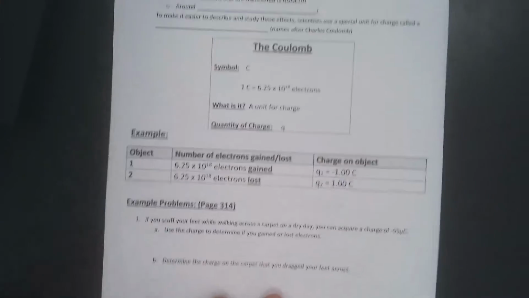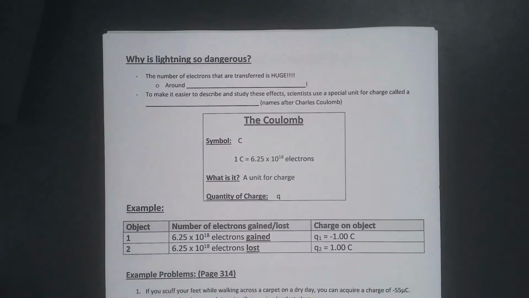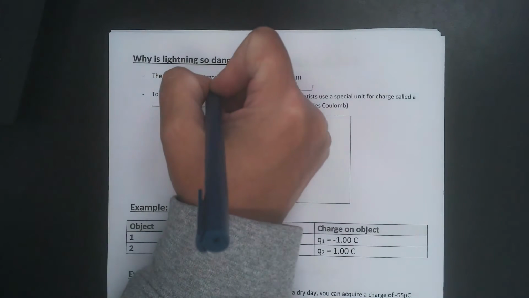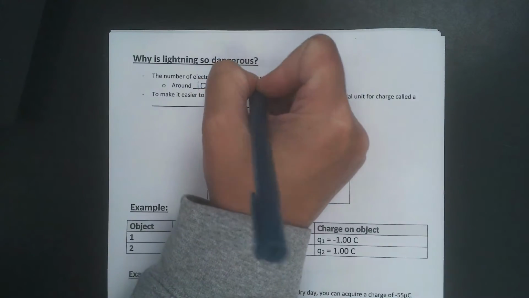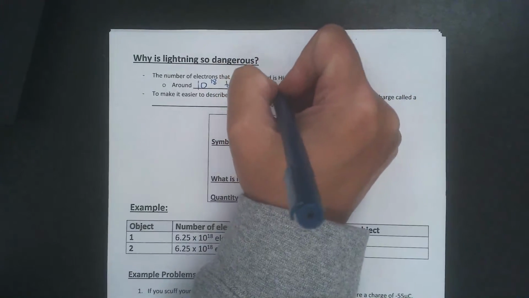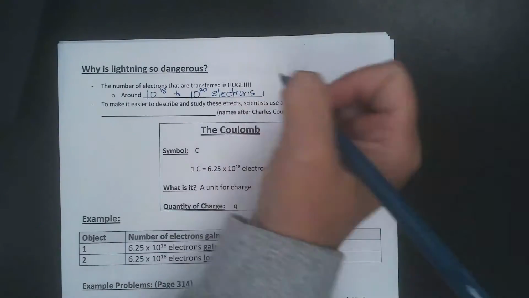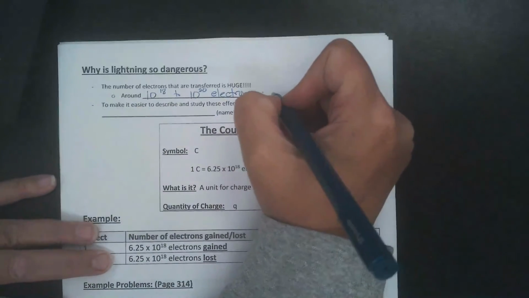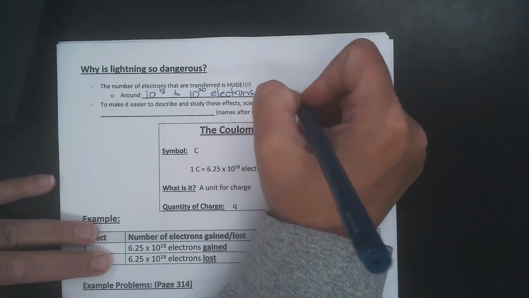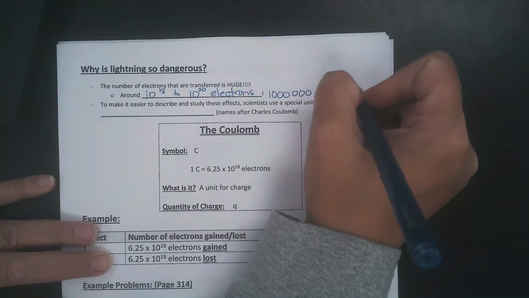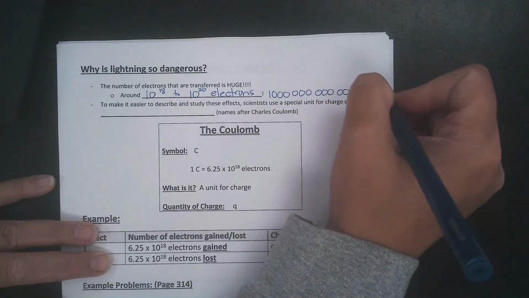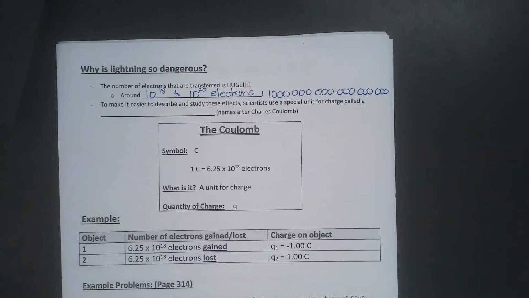Why is it so dangerous? It's dangerous because the amount of electrons that are being transferred is huge. It's 10 to the power of 18 to 10 to the power of 20 electrons, which is essentially this much. Electrons is a number that we can't fathom.